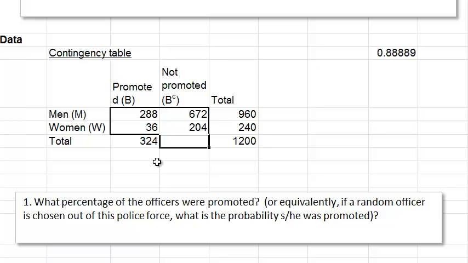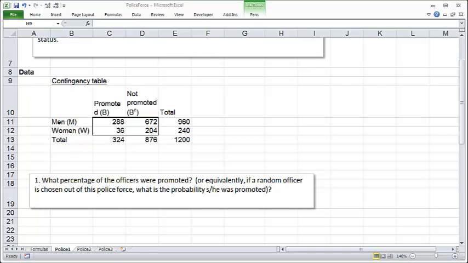And we could say, there are 1,200 total, and the 324 were promoted, so the difference must be the count of people who were not promoted. Say 1,200 minus 324, giving us 876. Or we could have just added 672 and 204 to get the same value. Next, we answer some simpler questions before we decide on the discrimination case.